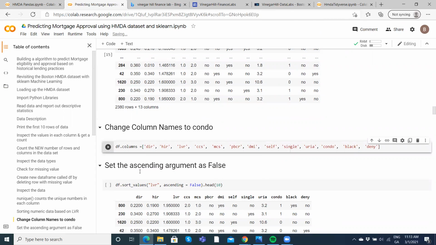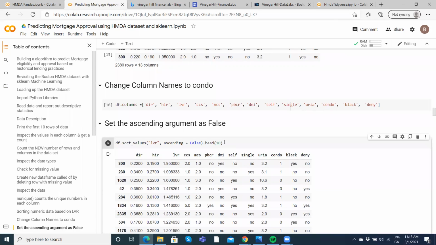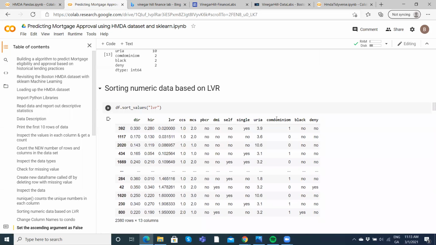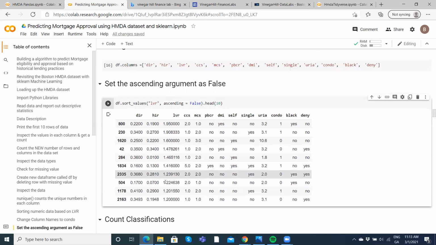And then when we sort in descending order by setting ascending equal to false, we have descending, and we take the top 10. You can see condominium has changed to condo by applying this term in our DF columns. And then we go from the highest LVR, and that's extremely high. An LVR of 1.95 would mean that the loan is almost 2 times the value of the property. Banks typically don't like to do that. And then we go down.